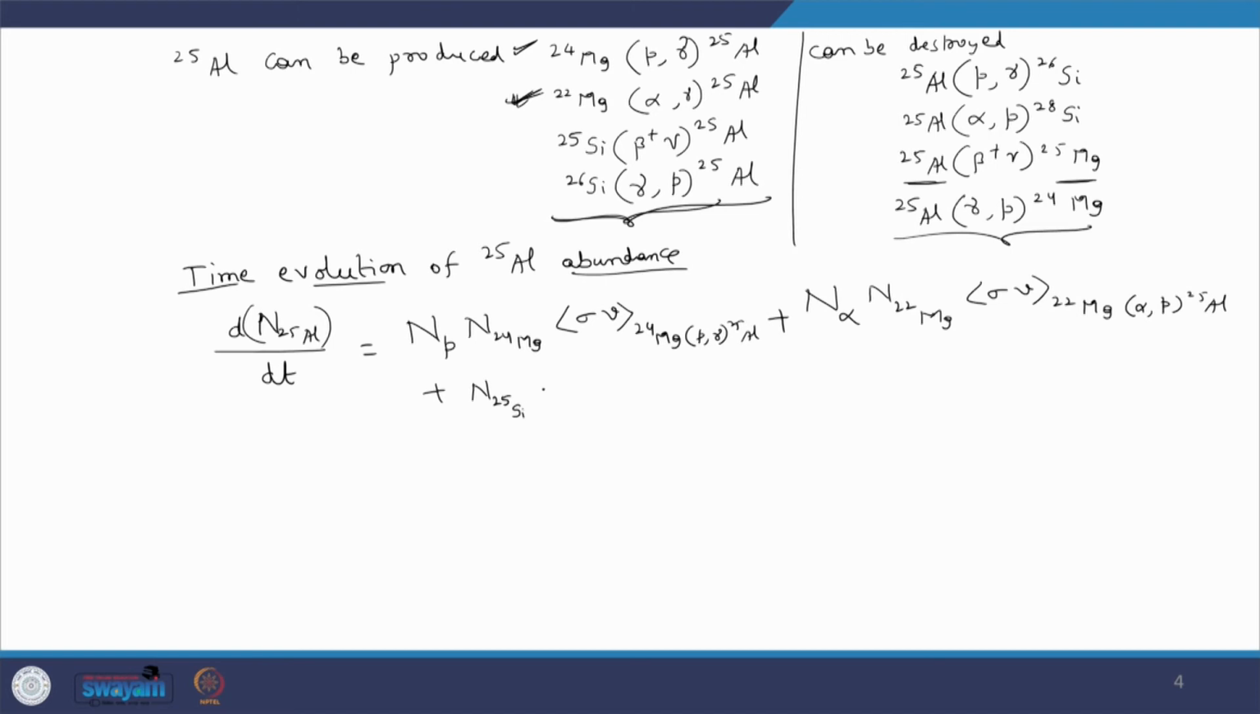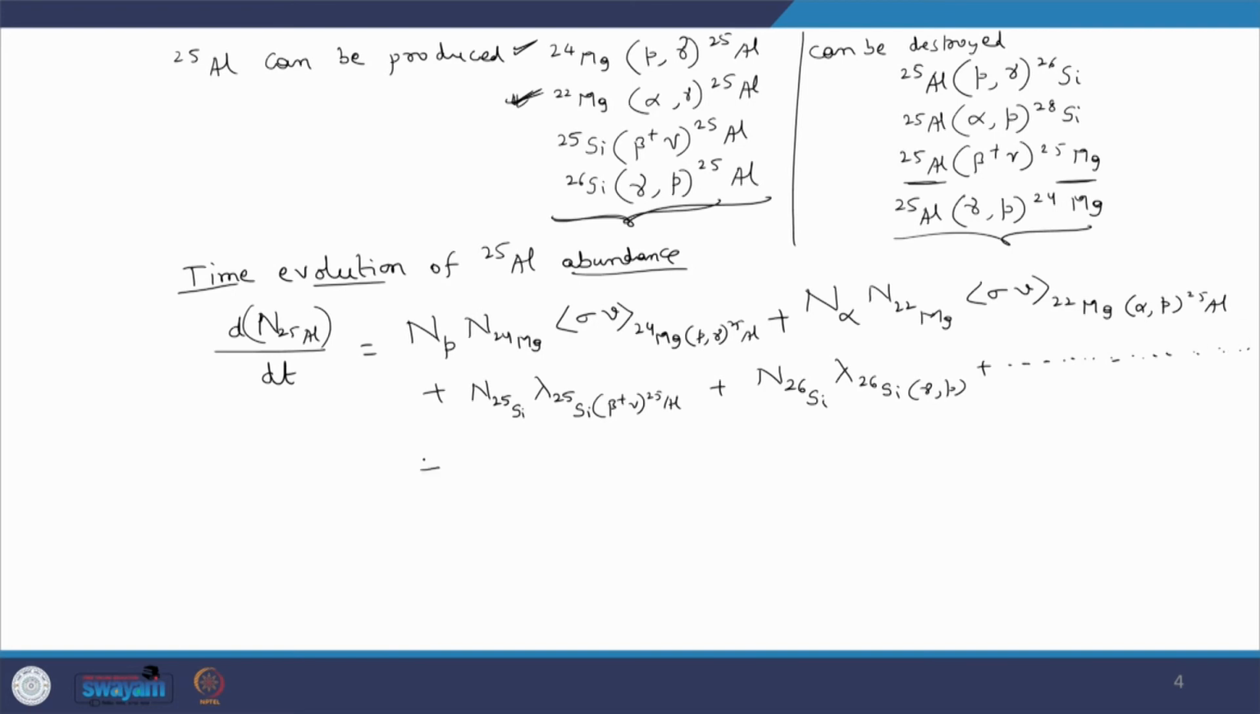Silicon 25 can undergo positron decay. So, what is its decay constant? This is the one, beta plus nu, which is giving rise to 25Al. Not only that, it can also undergo destruction by reacting with gamma. So, what is the disintegration constant? 26Si(gamma,p). So, other than these 4 processes, if there are more processes, I am using the symbol dot dot.